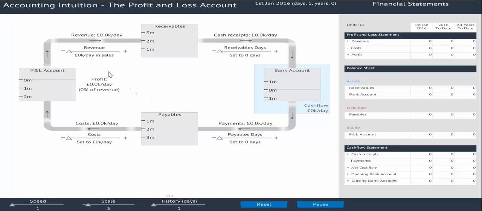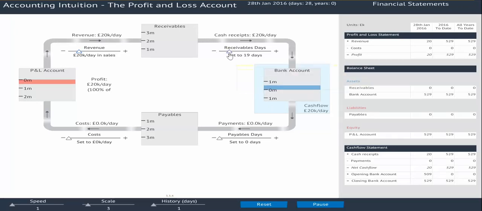So if we click start and let's set revenue to 20k per day, for example. Receivables days is 0, so this is just operating on a cash basis, a business selling products. And in this simple case, the amount of money in the business's bank account, the amount of cash it has, is matched by the amount of profit that is generated, as you can tell over here.